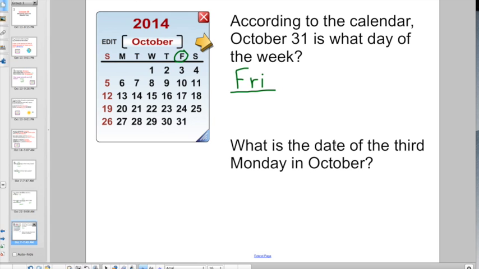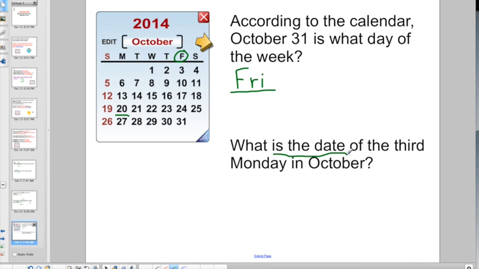Let's try this one down here. What is the date of the third Monday in October? So let's go over here. Here's where our Mondays are, right? Because it's October. The 6th is the first Monday. The 13th is the second Monday. The 20th is the third Monday in October. So they want to know what's the date.